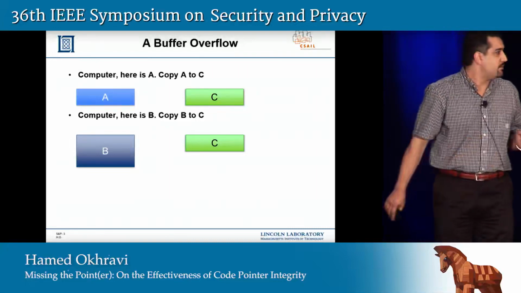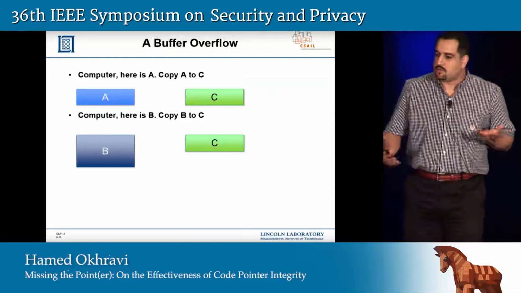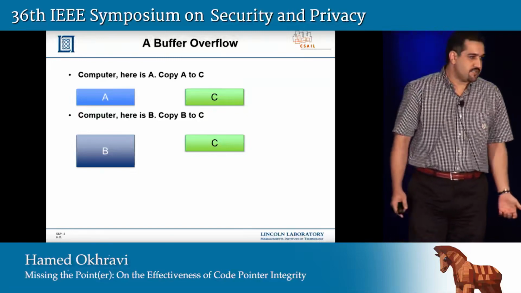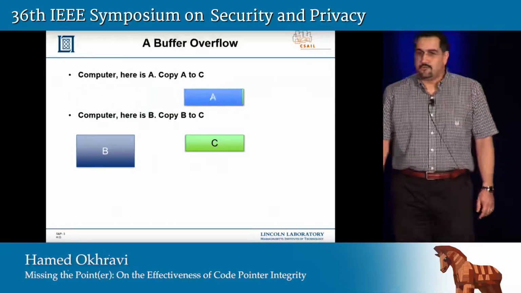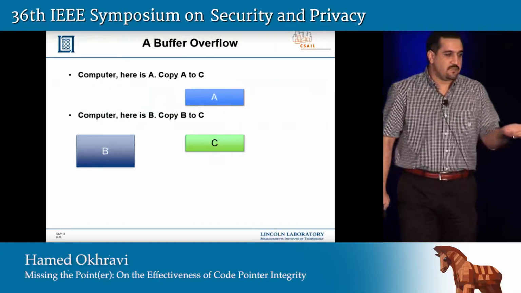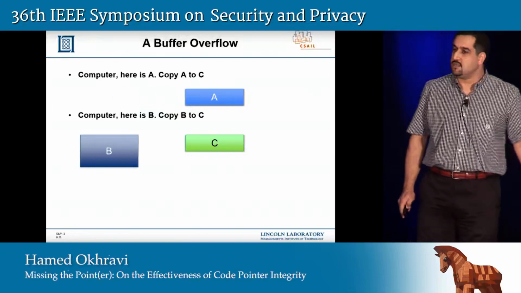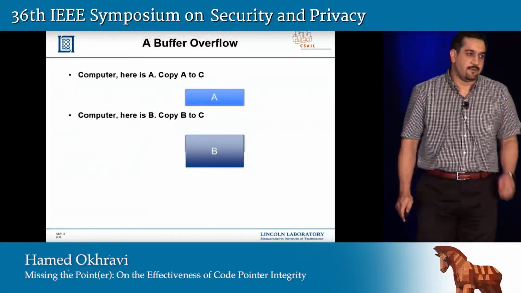You heard a number of overviews in this session, but just quickly, a memory corruption attack looks something like this. When we ask a machine to copy a piece of data, A, to a buffer C, it does so. Unfortunately, when we ask it to copy data B, which is now larger than the buffer, to the same buffer C, it still does so. But it corrupts adjacent values after the buffer.